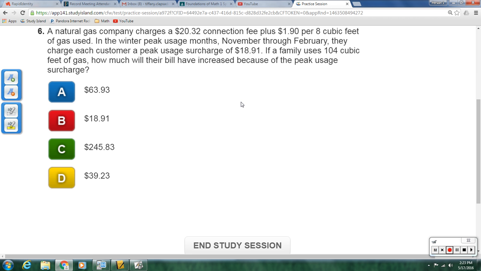Alright, let's go through it again, just make sure. They're getting charged $20.32 for connection fee, no matter what they use, right? Plus $1.90 per 8 cubic feet. So, if a family uses, what do you think? You think D? Why D? Well, where would you get D? Look at your numbers, where would you get D from?